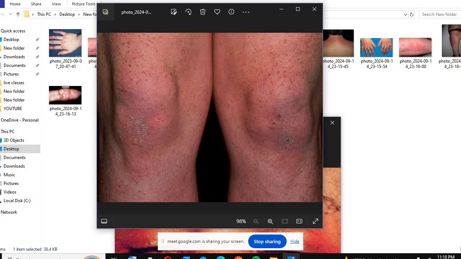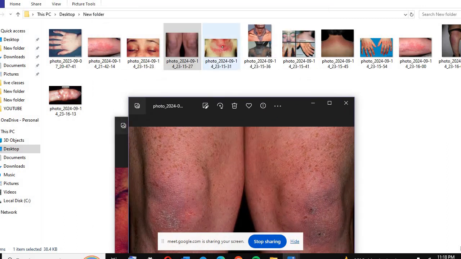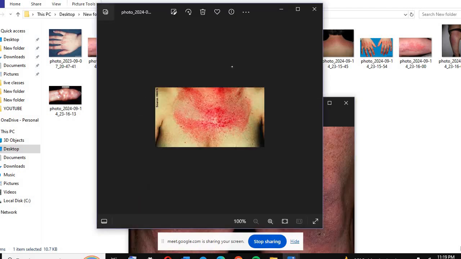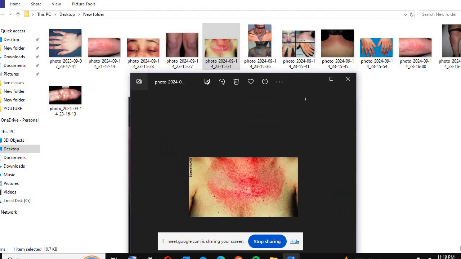Again, these are the Gottron's rash. Sometimes they can also be present on the knee joint. What is this sign? This sign is known as the V sign. It looks like a V. The V sign will be present on the anterior chest.